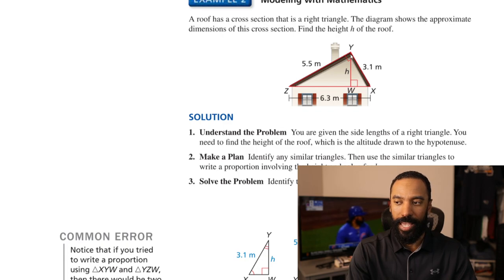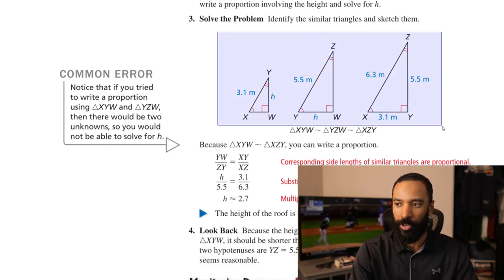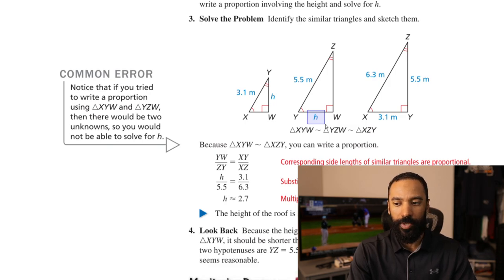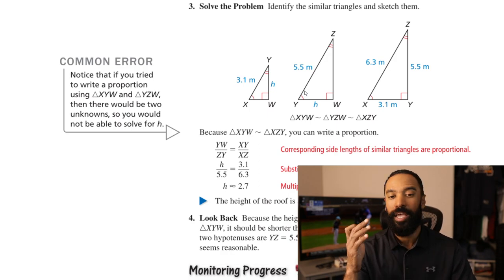H represents not just the altitude that's drawn in this big triangle here, but it's also the short leg of this medium-sized triangle, and it's the long leg of the small triangle, I should say. And when you redraw all three triangles the same way so that they're similar, and it's important to note that these angles that correspond are congruent, you can see H exists in this part of this triangle and in this part of this triangle. So much so that you can set up a proportion of it to solve. You don't have to use both H's, you'll just use one.